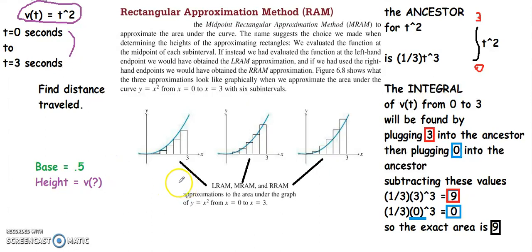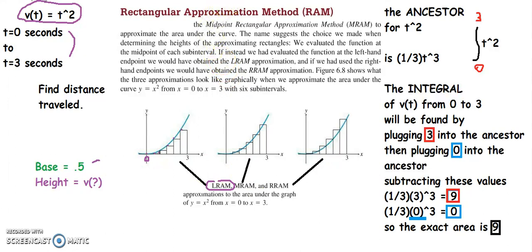There are 3 styles. The first style would be where you use the height from the left side of the interval that you're looking at. For example, if I started at 0, I would use the y value at 0. Then if I use the base of these little rectangles as a half, then I'd want the y value at a half, the y value at 1, the y value at 1.5, at 2, and at 2.5, and that would give me 6 rectangles.